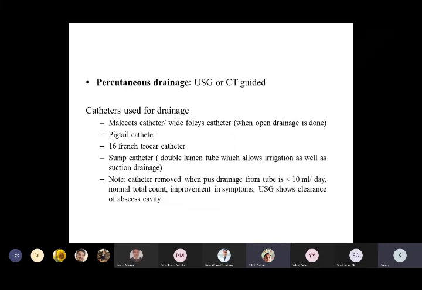The catheter is usually removed when the purpose of the catheter is complete, that is, when the drainage from the tube is less than 10 ml per day, or the total count is normal, there is improvement in symptoms, or USG shows clearance of the abscess cavity. Then only the catheter is removed.